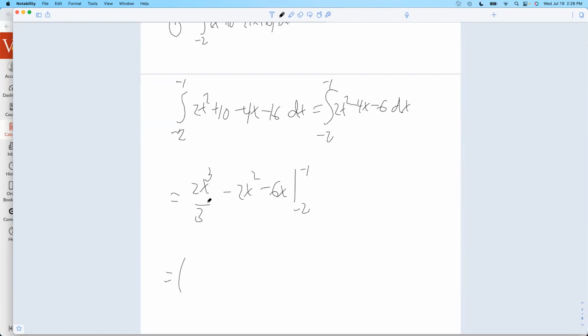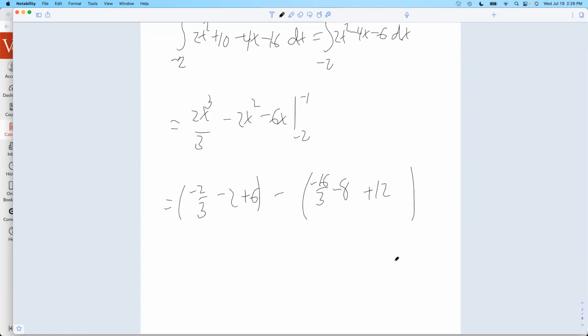So plugging in a -1 there, -1 cubed is -1. I'm going to get -2/3. -1 squared is +1. And then -1 times -6 would be +6. Minus -2 cubed is -8. So -16 over 3. -2 squared is +4 times -2 will be -8. And -2 times -6 will be +12.